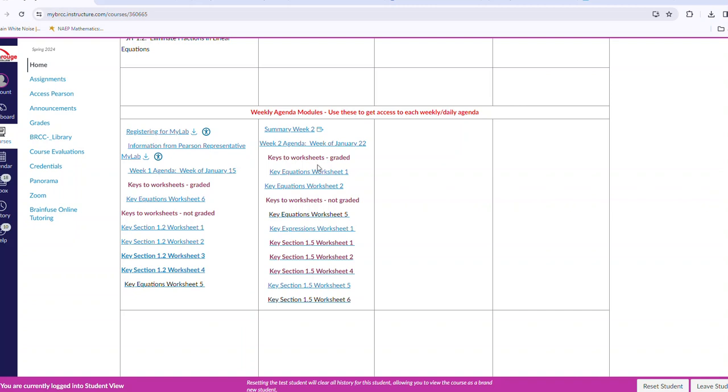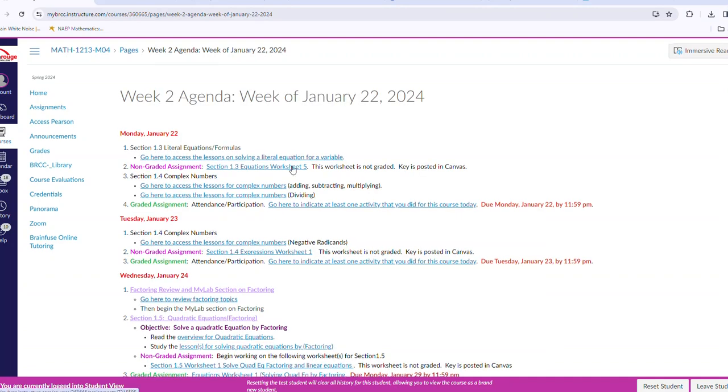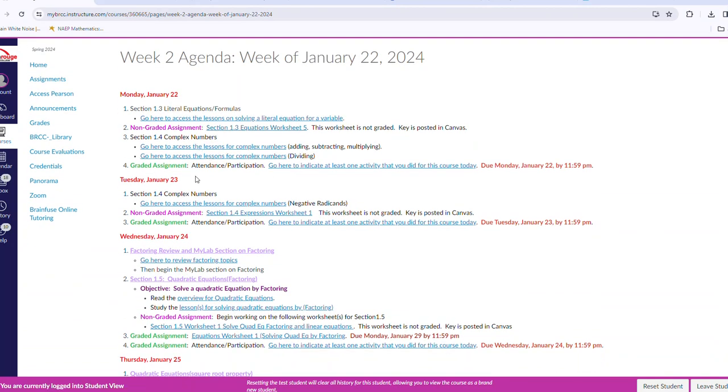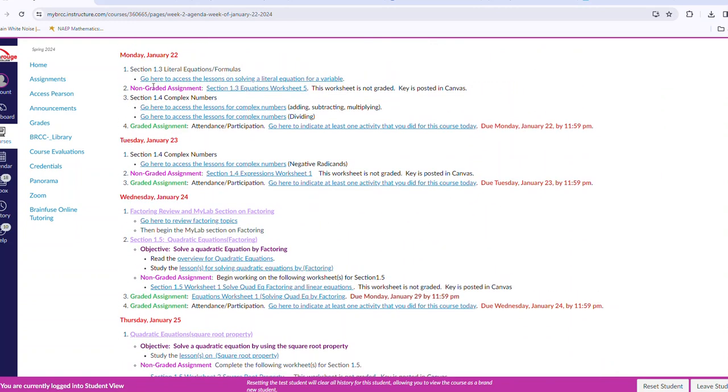And then here are the keys to the graded worksheets, which are not posted yet because those are due Monday night. And here's the summary that I sent to y'all last Sunday, I think, about this week. And so when you click on the agenda right here, this is what I wanted you to do on Monday, what I wanted you to do on Tuesday, and so on. And so notice that each of those sections you have lessons.